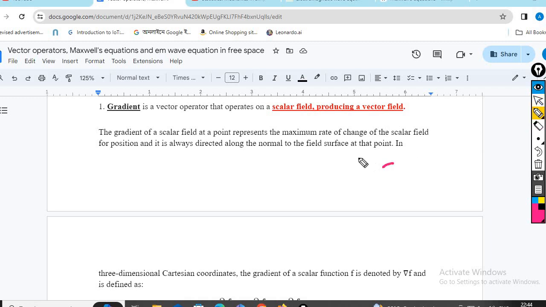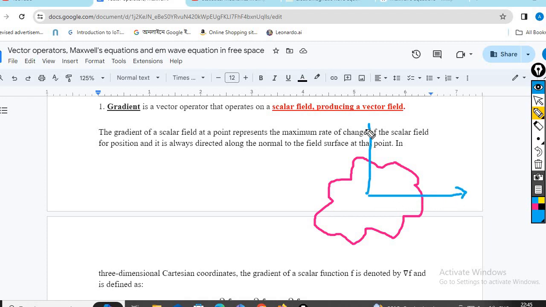So if you are considering any region, say this is a scalar field region. Now one can imagine that this is a coordinate system. So I'm considering a linear coordinate system where you have the components x, y, and z. So this is x, this is y, and this is z. What we're going to check is the maximum rate of change. So how do we find the maximum rate of change? One can use the concept of differentiation. Now the scalar is represented by phi.